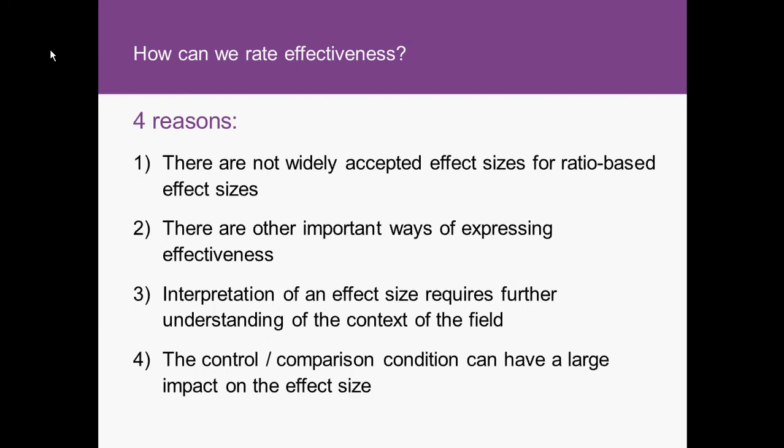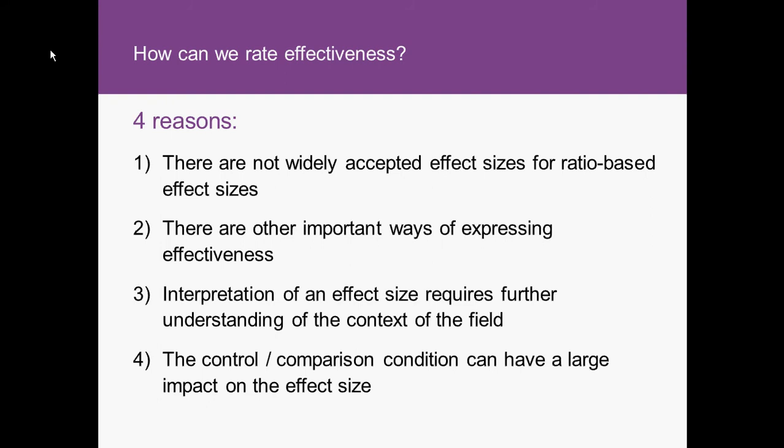Third, the interpretation of an effect size requires further understanding of the context of the field. For example, in public health, interventions that look like mass media advertising campaigns may not need to have a very large effect size in order to still be very beneficial. This is because of the massive reach of interventions like this and their capacity to impact on a large number of people in the community. So a very, very small effect size in such an intervention could still be very beneficial.